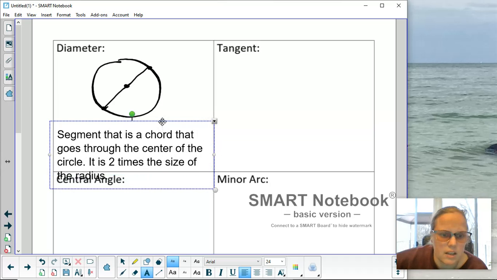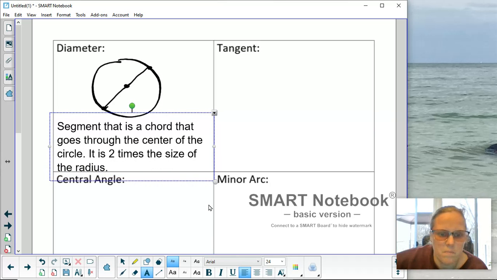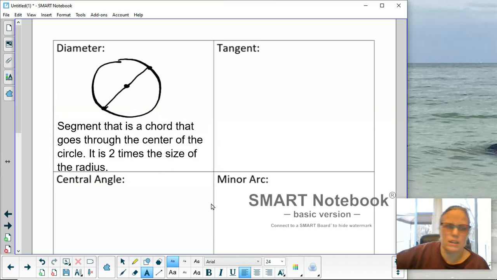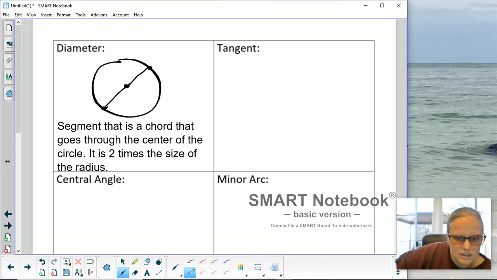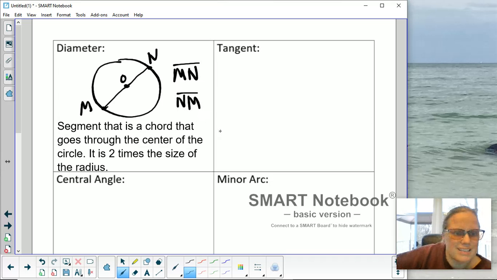And let me slide that up for us. There we go. Okay, now again, because it is a segment, if I were to name this again, it doesn't matter what letters I choose, so maybe I'll do M, N, center point O. I don't need to include that O, I just use the endpoints M and N.